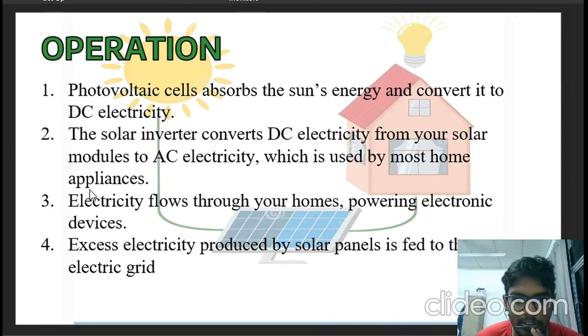So now let's look at the operation of the solar system. First, the photovoltaic cell absorbs the sun's energy and converts it to DC electricity. The solar inverter converts DC electricity from your solar modules to AC electricity, which is then used in most home appliances. Electricity flows through your home, powering electronic devices, and excess electricity produced by solar is fed to the electric grid.